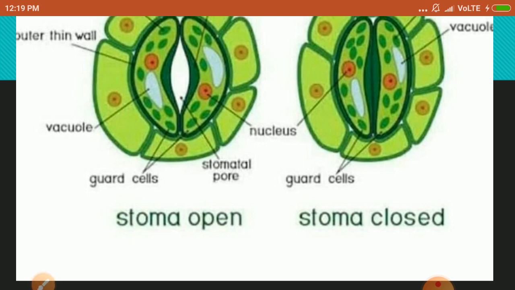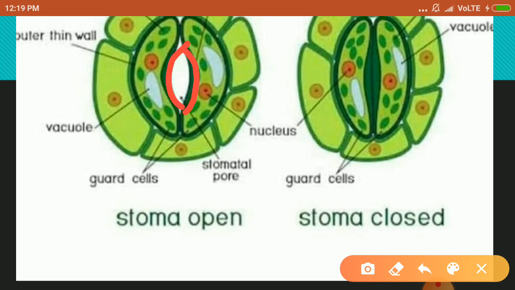The major functions of the stomata we'll discuss further. First, we will see how stomata close and open. The opening and closing of the stomatal pore is a function of the guard cells. The guard cell swells when water flows into it, causing the stomatal pore to open.